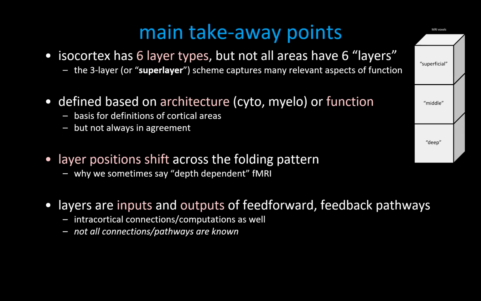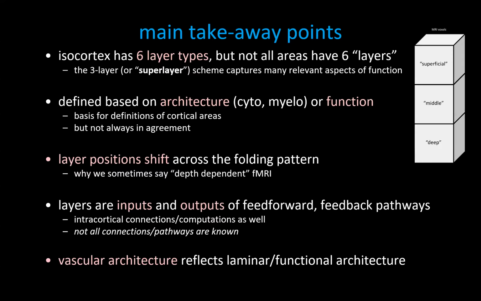Also, we see intracortical connections and computations that are layer-specific. But keep in mind that not all connections and not all pathways have been mapped out, especially not in the human cortex. And so I think this is a big potential opening for laminar fMRI to try to understand these patterns in humans. But I've also shown you, of course, that vascular architecture reflects the laminar or functional architecture. I think this can be both good news and bad news. We can maybe learn about metabolism by studying vascular architecture, but it also may impose some biases in our fMRI data, and of course, challenges in the interpretation of our measurements.